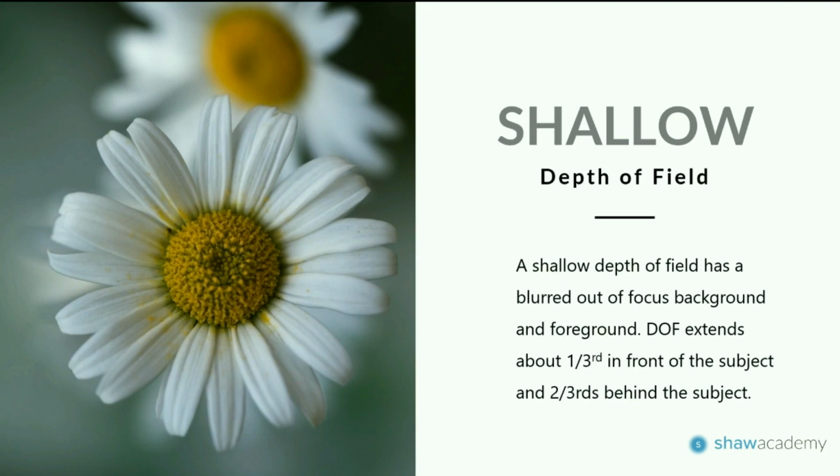So here the photographer has chosen to focus on this daisy, and we can't really see anything in the foreground because of the composition, but we can see that we have this really nice shallow depth of field effect in the background. Now, it doesn't matter whether you're using a shallow depth of field or a deep depth of field or what aperture you're using, you're always going to have this ratio of about 1/3 in front of the subject to about 2/3 behind the subject.